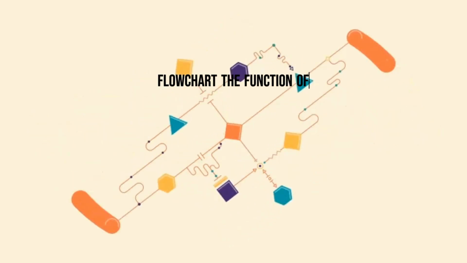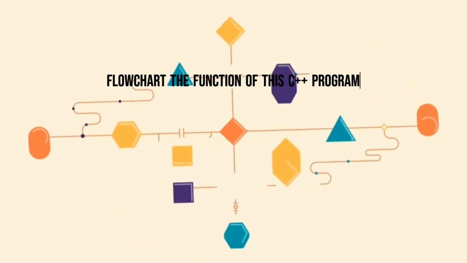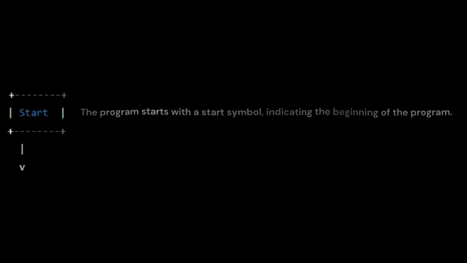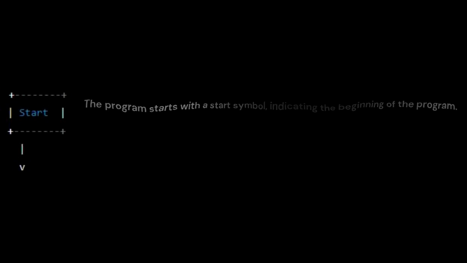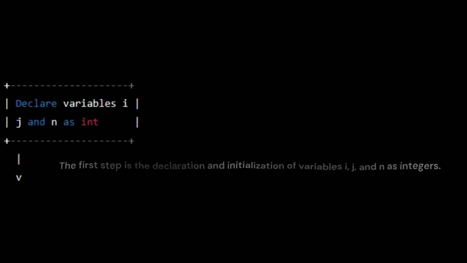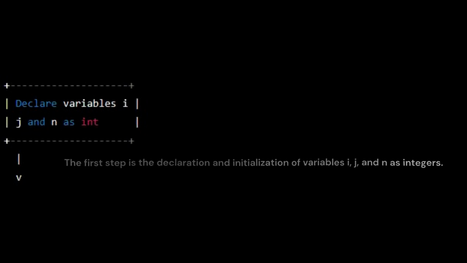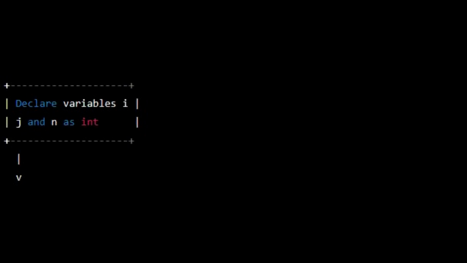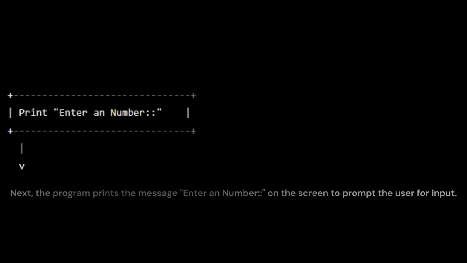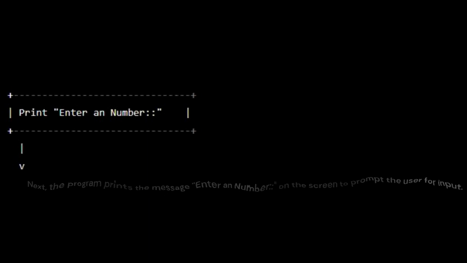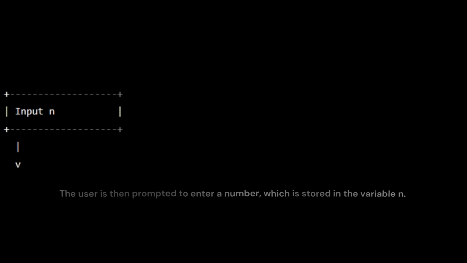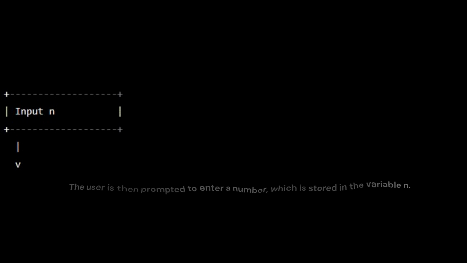In this flowchart, we're going to explain the function of this C++ program. Number 1. The program starts with a symbol indicating the beginning of the program. Number 2. The first step is the declaration and initialization of variables i, j, and n as integers. Number 3. Next, the program prints the message "enter a number" on the screen to prompt the user for input. Number 4. The user is then prompted to enter a number which is stored in the variable n.